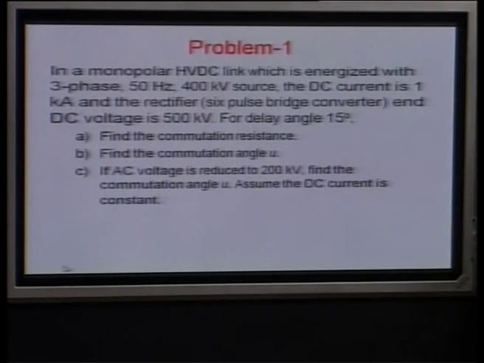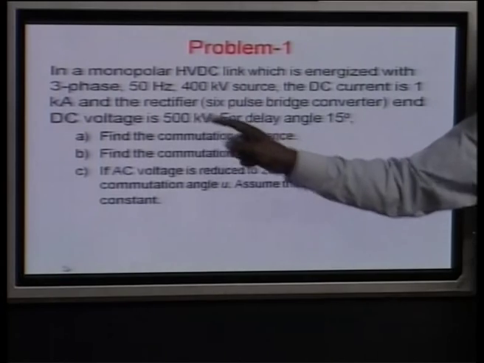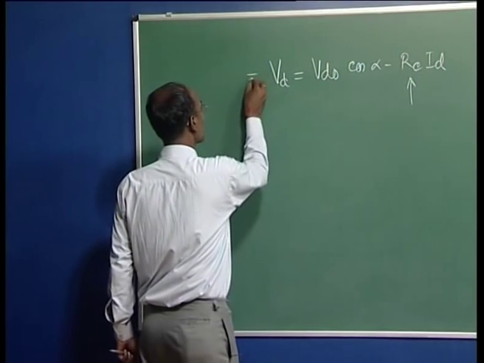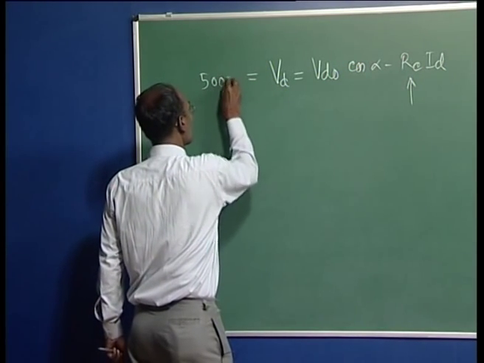V_D is given to you. It is monopolar, which means only one bridge is there, and this voltage is given to you, nothing but 500 kilovolt.